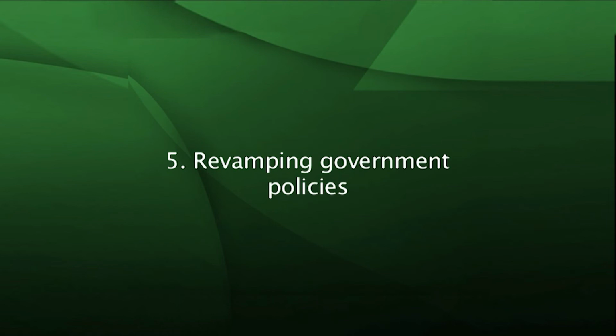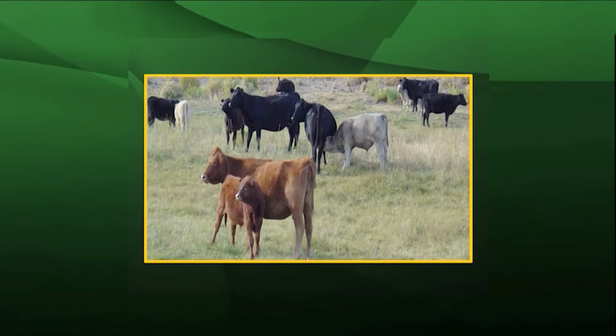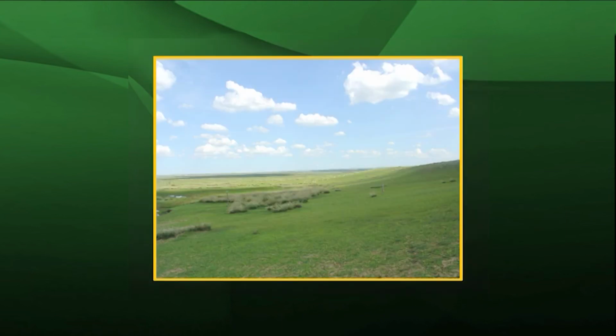The fifth point is revamping government policies in this sustainable management of grasslands. Many ill-conceived government policies result in the deterioration of publicly owned rangelands. To promote sustainable use of grasslands, government policies should be based on objective scientific criteria.